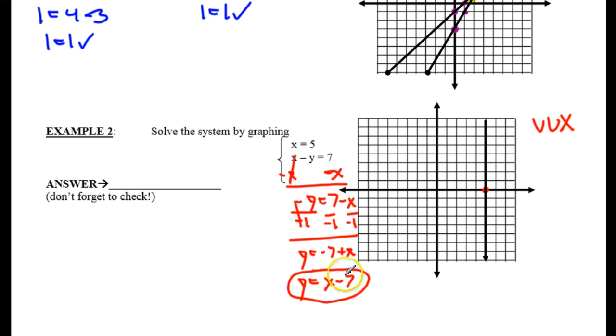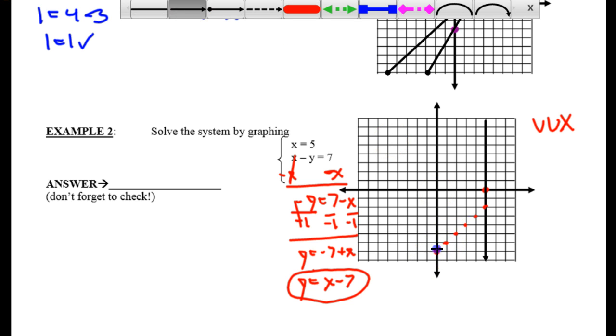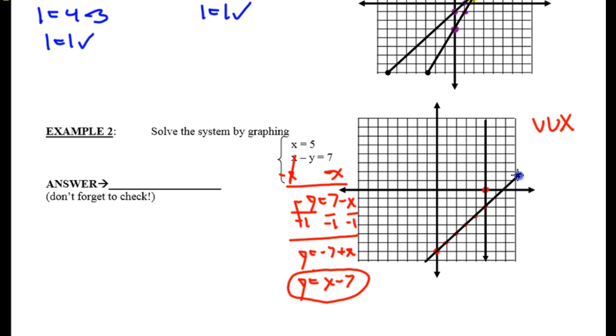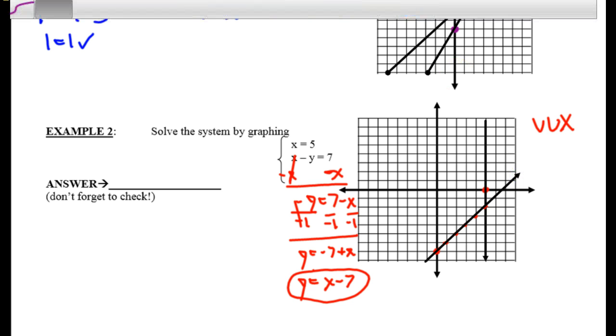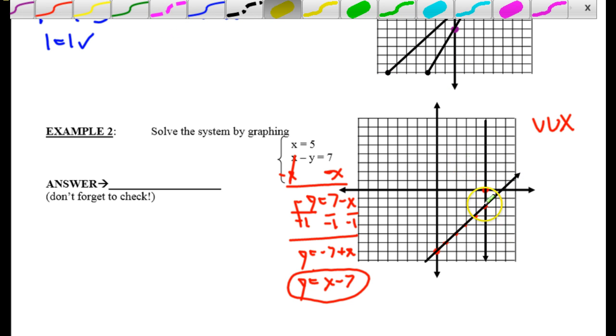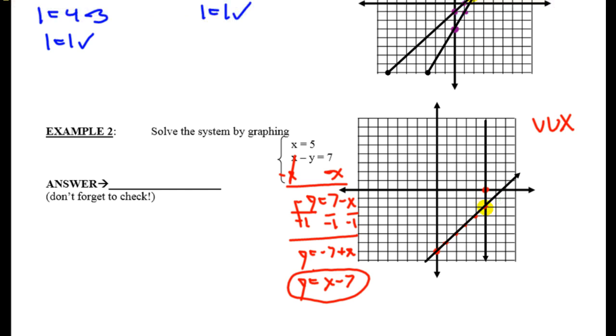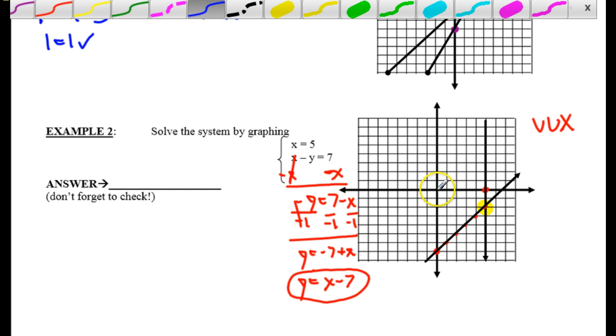So let's graph this. The intercept is at negative 7. So 1, 2, 3, 4, 5, 6, 7 down. And our slope is 1, so we're going to go up 1 over 1 every time. You'll see that it's going to cross right there. Alright, so now the point that is in common for both is this point right there. That point is at 1, 2, 3, 4, 5, and then we go down 2.